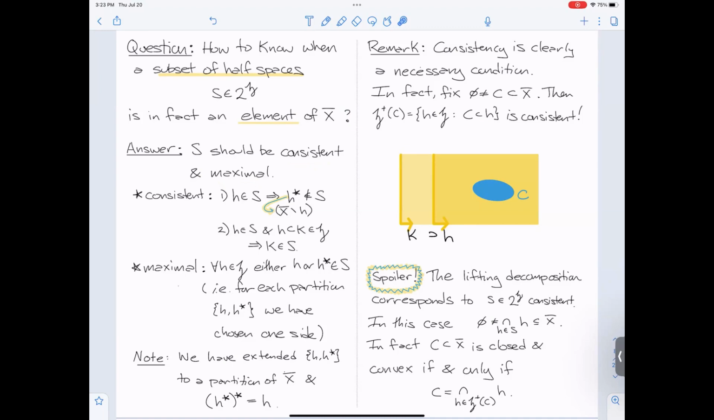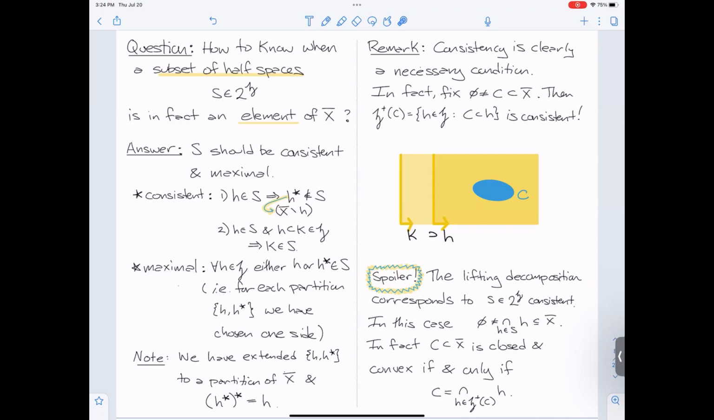Consistency is going to be the second star of the show in the context of these half spaces. What does it mean to be consistent? It means that if I choose a half space, then I do not choose its complement. Here, H star is the complement in X bar of H. And then separately, if I choose a half space H, and then I have a larger half space K, then I must also choose that half space K. Maximality just says that I have chosen one of the 2 sides between H and H star.